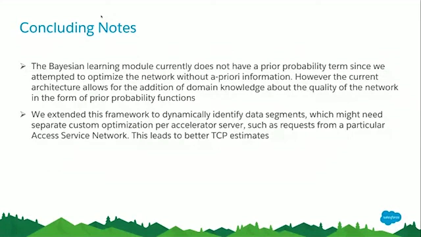And we also extended this framework to dynamically identify important data segments which need custom optimization. So currently, we are generating TCP parameters per accelerator server, app ID, and network type. But supposing we realize that there is another data segment in this, say, access service network, which needs custom optimization as well, we can dynamically identify this, and we can provide separate custom optimizations for each of these data segments as well. And this could lead to more customized estimates.